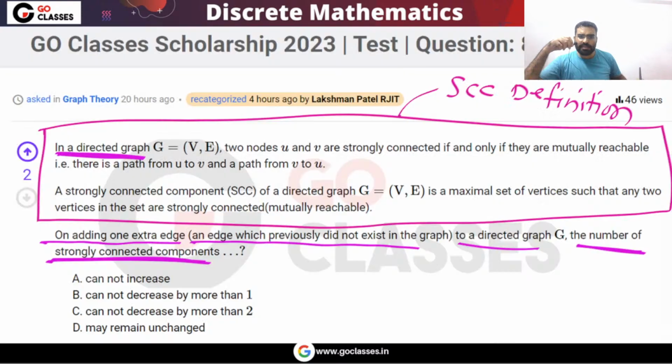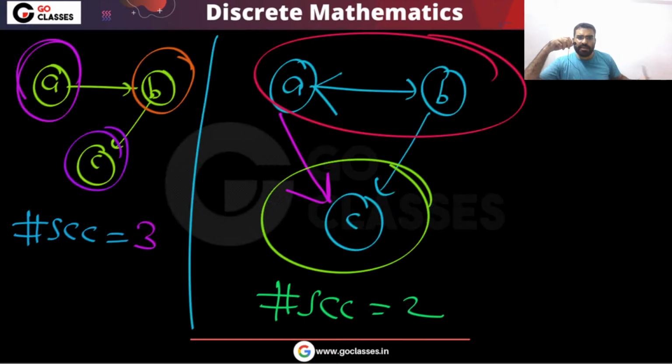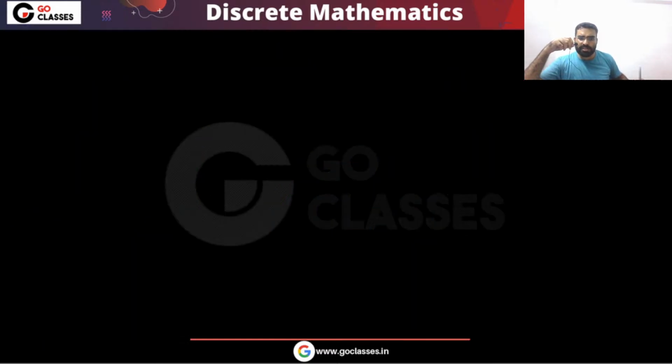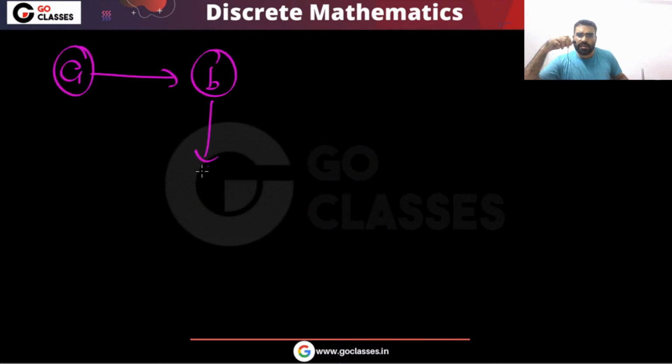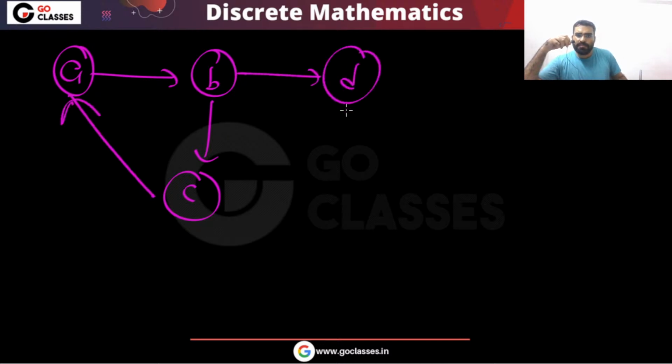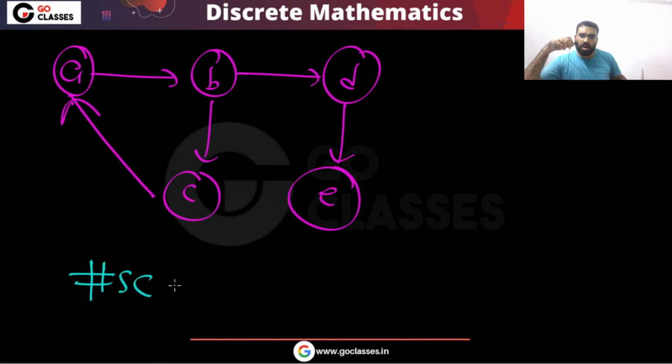Now the question is saying that you have a graph. In that graph, if I add one extra edge, can I increase the number of strongly connected components? Just think about it. Let's assume this is your graph: A, B, C, D, E. How many strongly connected components are in this graph? Tell me the total number. The answer is very simple.